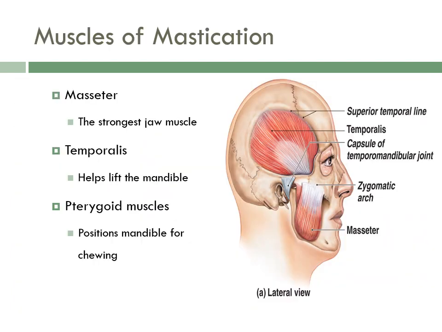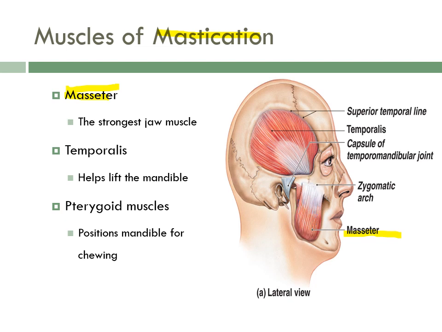All right, next we have muscles of mastication. Remember, mastication is chewing. So these are muscles that assist in chewing and move your mandible. The masseter is the strongest jaw muscle. I would know that. That's a great fact. That's easy to know. The masseter is right here. So it is this muscle right there that goes from your zygomatic arch down to your chin. So when that contracts, it lifts your jaw.